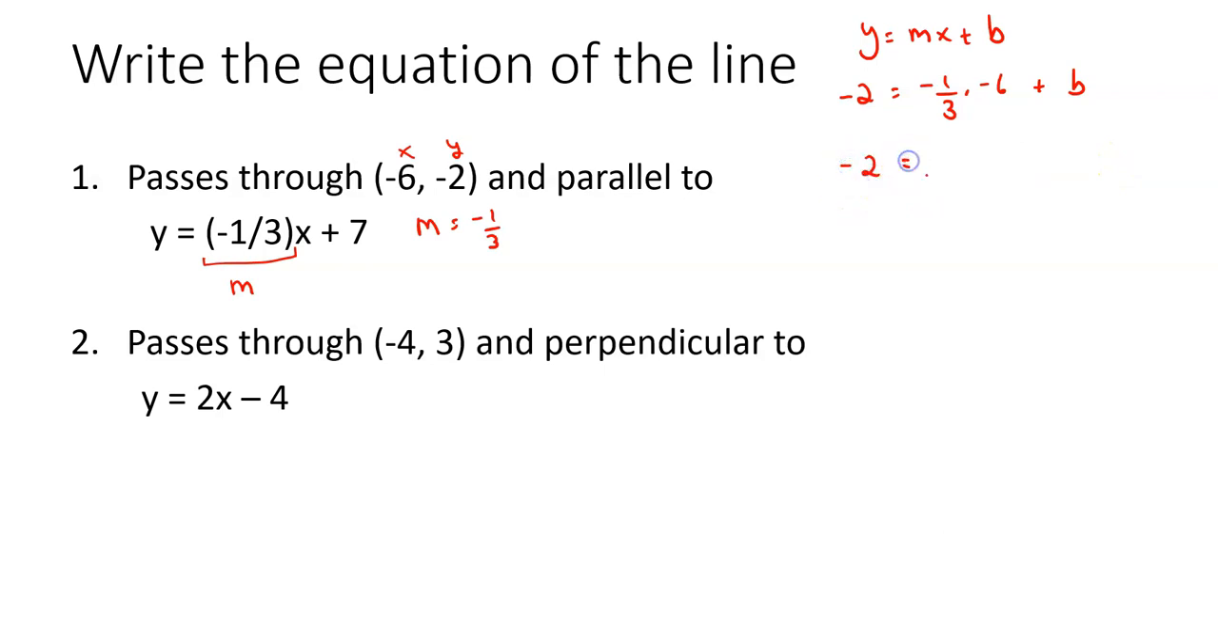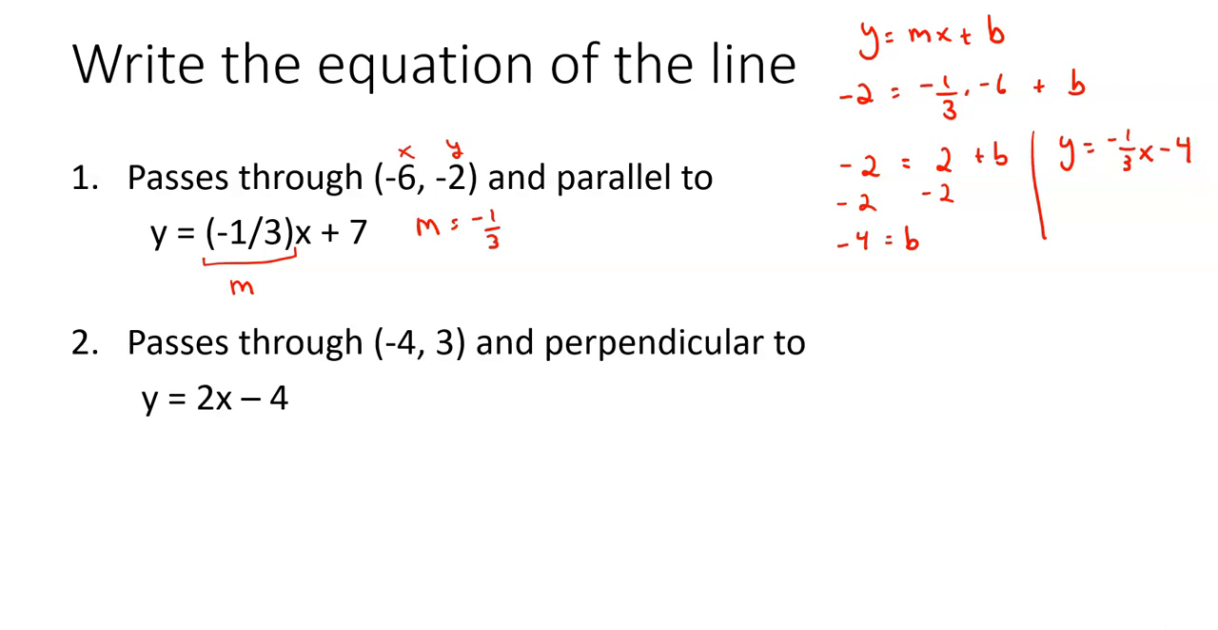We got a lot of negative signs here. Negative 1/3 times negative 6 is positive 2. Right? I get negative 1 times negative 6 is 6. 6 over 3 is 2. All right, let's subtract the 2 from both sides. Negative 2 minus 2 more is negative 4. So when I write the equation for my line, y equals negative 1/3 x minus 4.